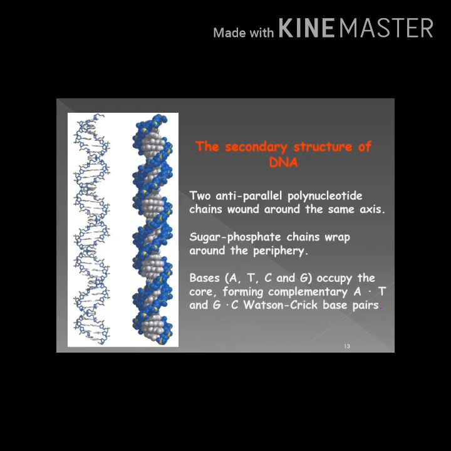So next, the sugar phosphate chain wraps the periphery of the structure, while the bases adenine, thymine, cytosine and guanine occupy the core, forming complementary A double bond T and G triple bond C Watson Crick base pairing to maintain the complementarity and stability of the DNA structure. So basically sugar phosphate and nitrogen bases are making a DNA structure with nucleotides in between.